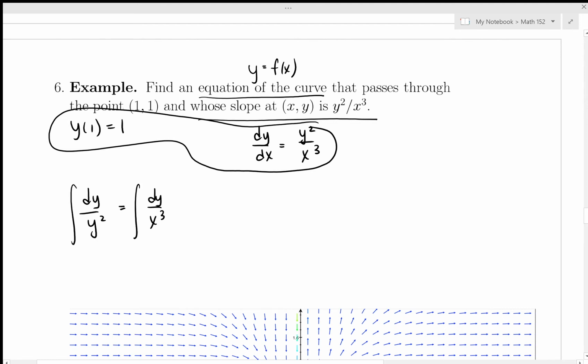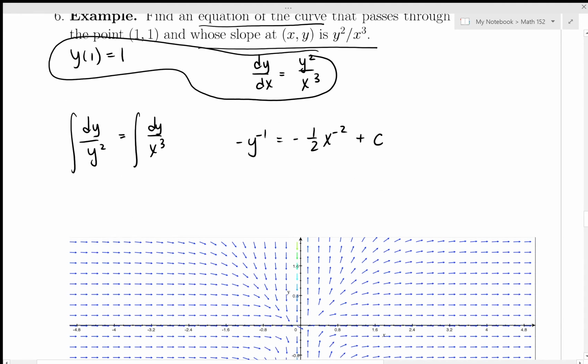Find out that that means minus y to the minus 1 is equal to minus 1/2 x to the minus 2 plus a constant. And then maybe do a little bit of algebra, get rid of the minus sign by multiplying through by minus 1. Take a look at it this way. 1 over y is 1 over 2x squared plus d, like that.